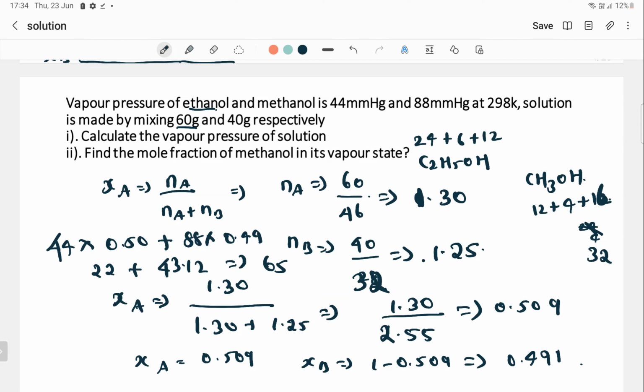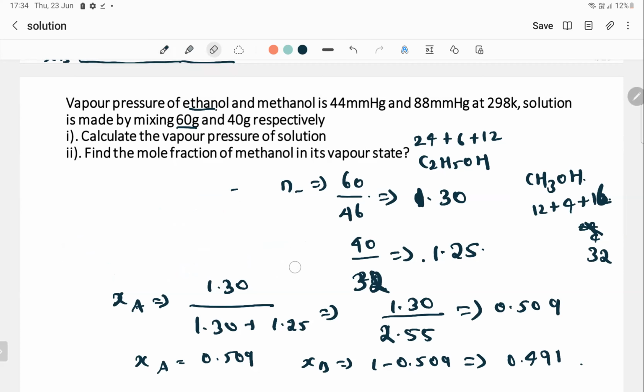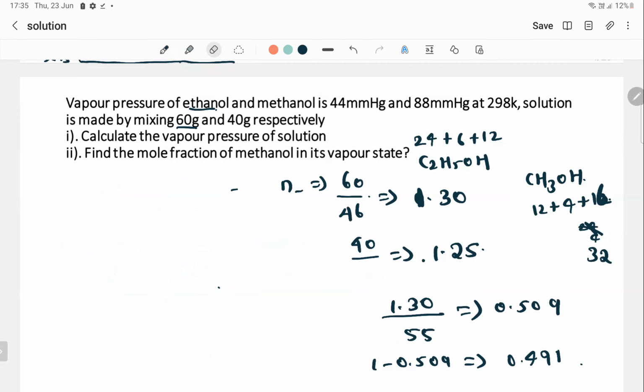So now calculate the mole fraction of methanol in the vapor state. You got 65. Okay, no issues. You can keep it as 66. Now calculate the mole fraction of methanol in its vapor phase. So for the vapor phase, what's the formula? PA is equal to P total into YA. Okay. Do it.